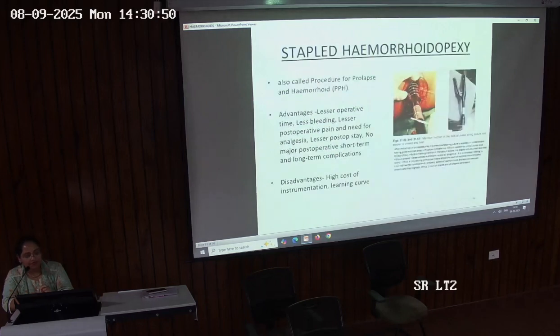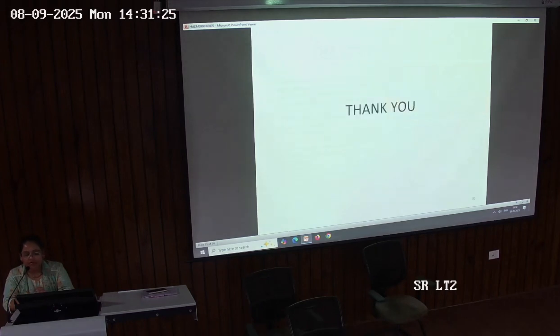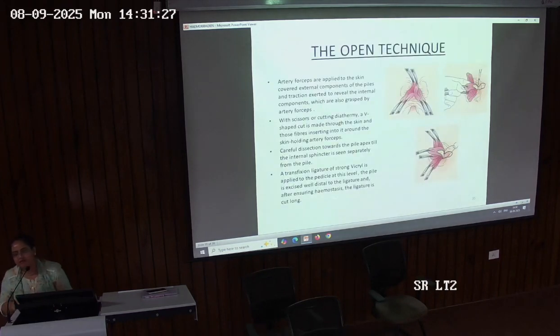In stapled hemorrhoidectomy, it is mainly done for grade 4 prolapsed piles. The advantages are lesser operative time, less bleeding, less post-operative pain and need for analgesia. What is the open technique? In the open technique, we dissect the hemorrhoids till the internal sphincter, we find the pedicle and then ligate it. It is very cumbersome because the transfixation ligature may slip or may cause complete closure of the vessel. So we should always go with the open method. And other options are radiofrequency ablation, cryoablation, sclerotherapy. That's it.